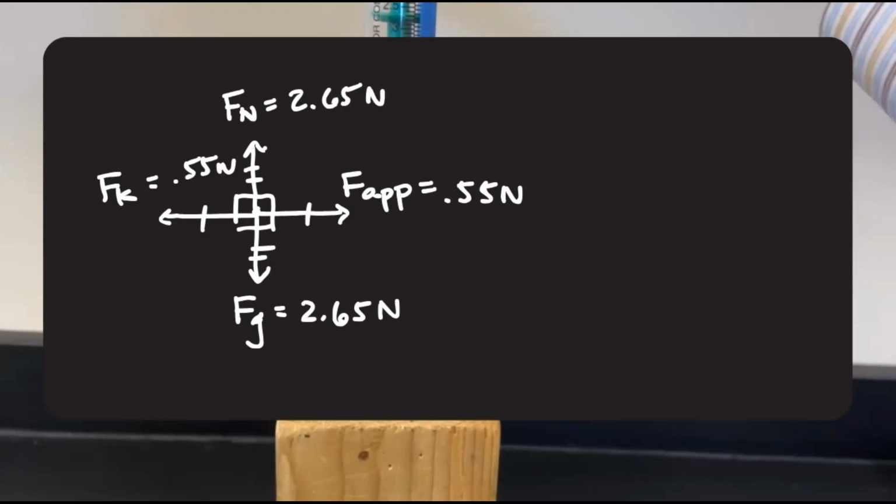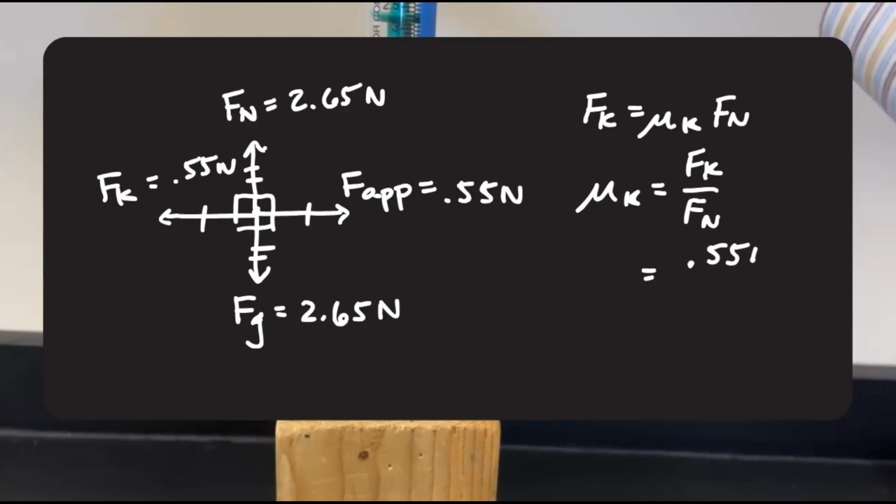To calculate the coefficient of friction, we know that the equation for the kinetic friction is equal to the coefficient of kinetic friction times the normal force. So the coefficient of friction is just equal to the kinetic friction divided by the normal force. And the kinetic friction is 0.55 newtons. The normal force is 2.65 newtons. And we get approximately 0.21. And that's the coefficient of friction between the block and the table.